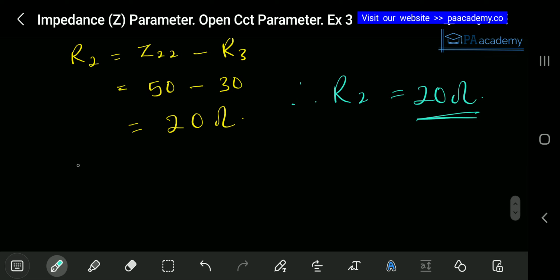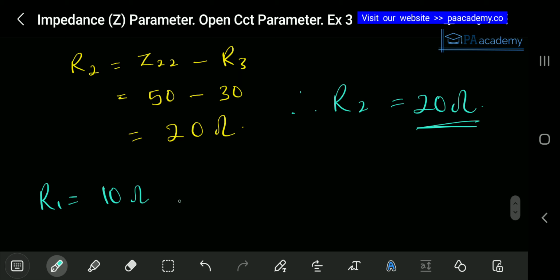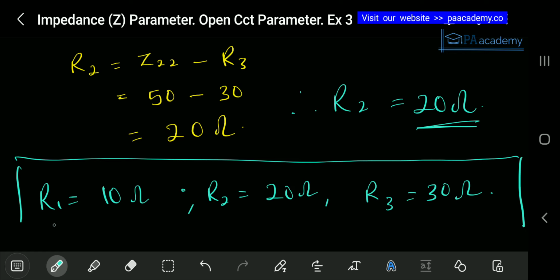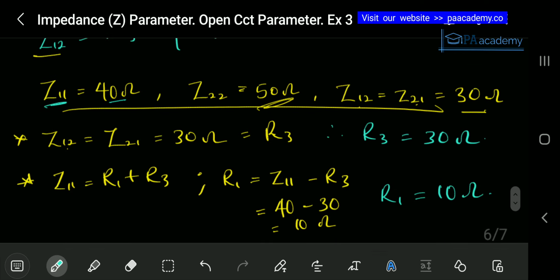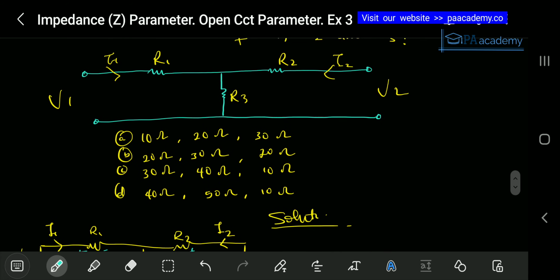Now let's put everything together. Our R1 is 10 ohms, our R2 is 20 ohms, and our R3 is 30 ohms. And that's the answer. Now let's go back and check the options, because it's a question that came with options. You can see definitely that the answer is A.